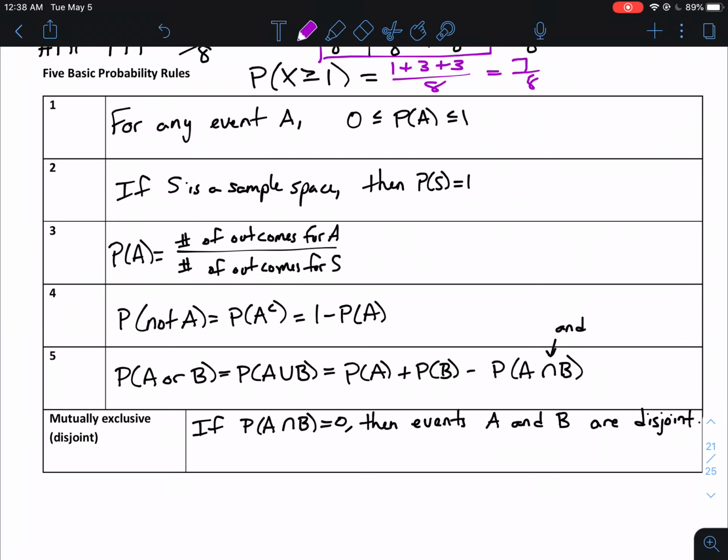All right, rule number 3. This is just the basic definition of what is a probability. So the probability of A is equal to the number of outcomes for A divided by the number of outcomes for your sample.